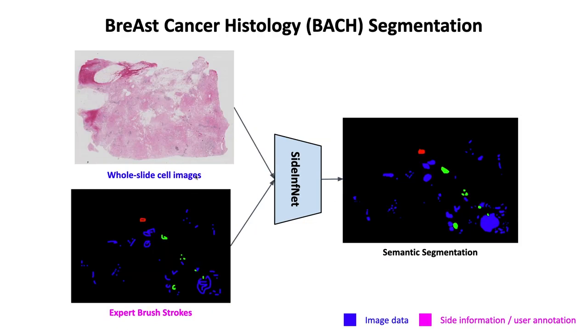The second is breast cancer histology segmentation, where we have high-resolution whole-slide cell images, as well as expert annotated brushstrokes describing possible classes and suspicious regions at each spatial location.